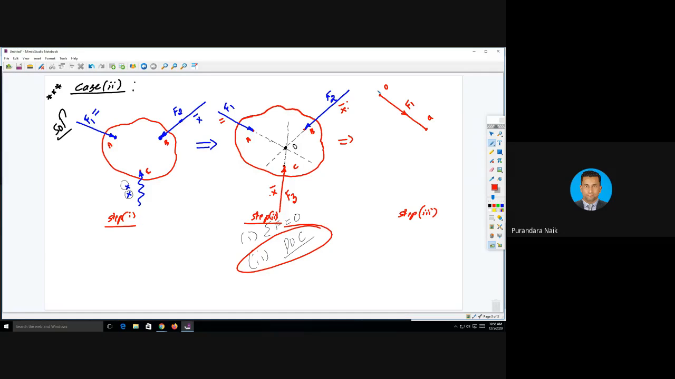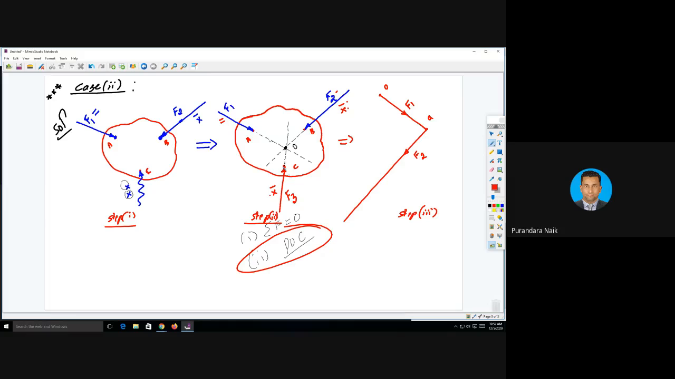I know the direction of F2, but I don't know the magnitude. If you know the direction, you can draw, right? So just draw a line from A. I don't know the length, so you can draw any length, no problem. So this is F2. I don't know the length, that's why I have drawn a long line.